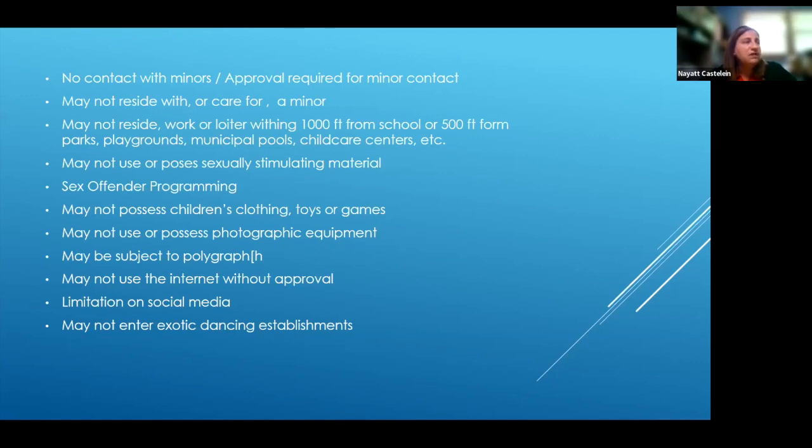All of our offenders who commit a sex offense, we are recommending or ordering sex offender programming, whether it's in the prison or in the community. For those who have child victims and child-like contact restrictions, they can't have any children's clothing or toys or games. For those who have CSAM offenses, we're going to prevent them from having any kind of photographic equipment. They're subject to polygraph. For parolees, they all are subject to polygraph. For probationers, it does have to be ordered by the judge before we can do one. Like I said, we have the computer conditions and the internet conditions, limits on social media, and we may prevent entering exotic dancing establishments or any other place like that. Those are just some of the conditions that you might see on somebody who's serving on a sexual offense.